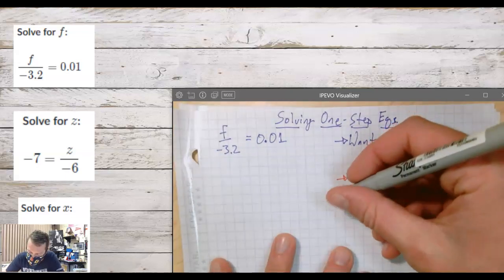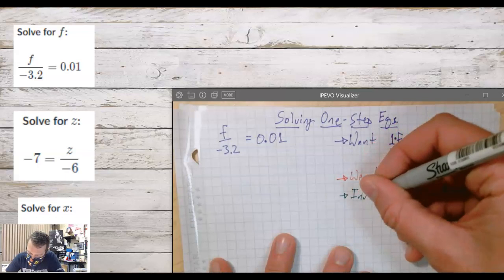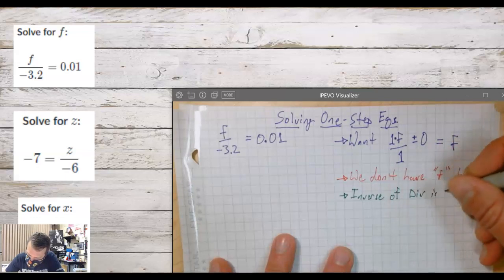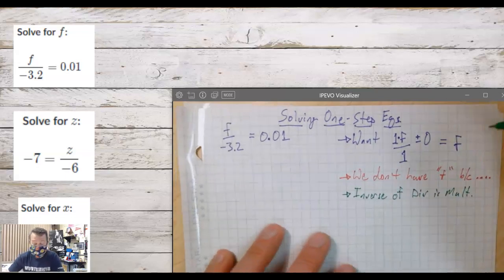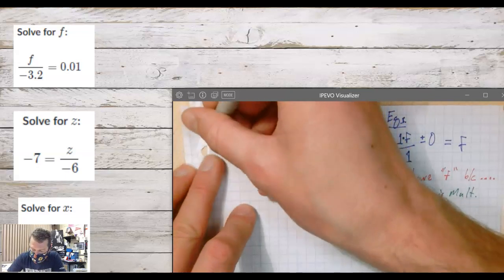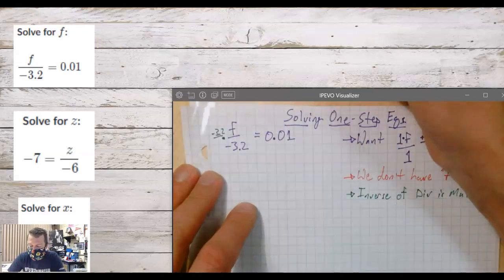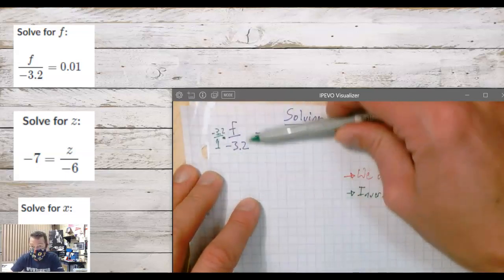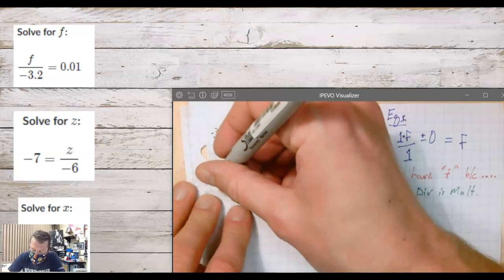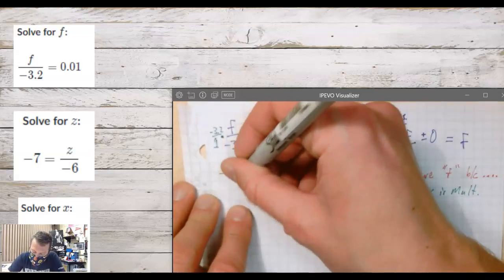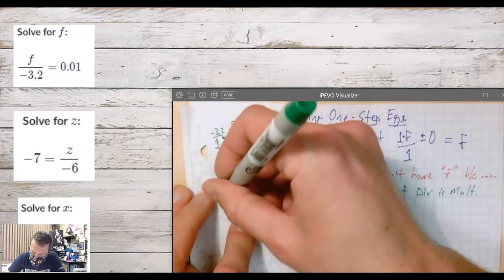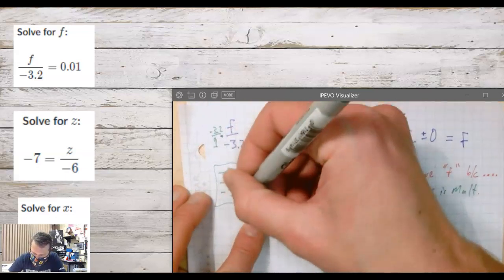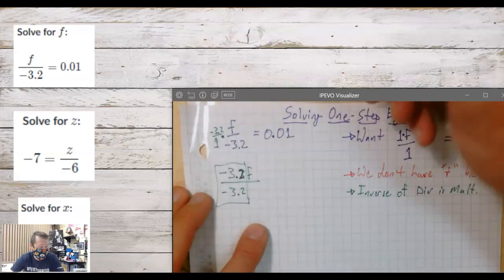And the inverse operation of division is multiplication. So we are going to multiply by negative 3.2 on both sides. But really, when we do it on the left, we make it a fraction. And the reason why is because we will get negative 3.2 f over negative 3.2, and a number over top of itself is just 1. So that's going to give us our 1f.